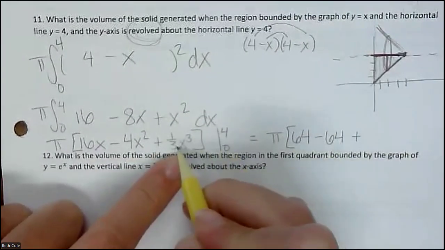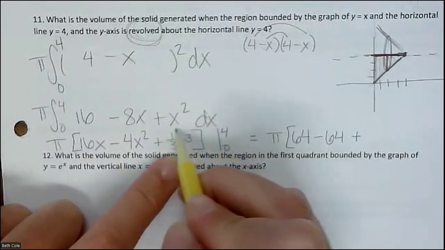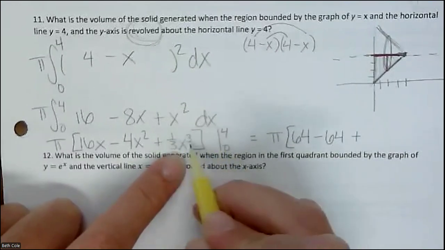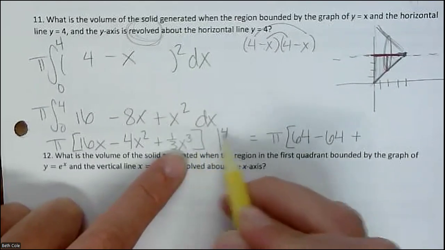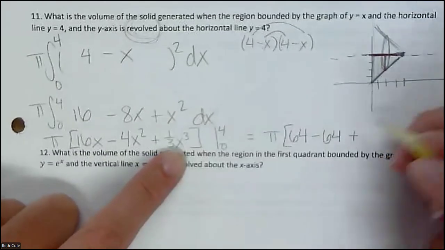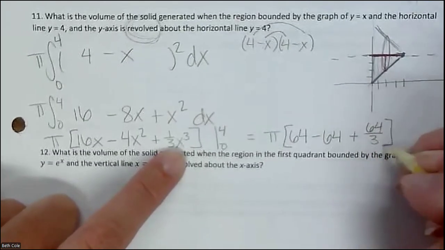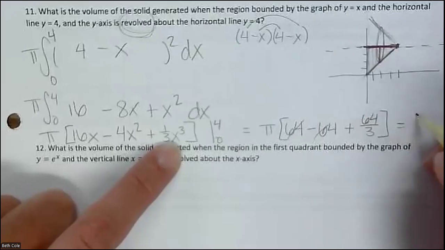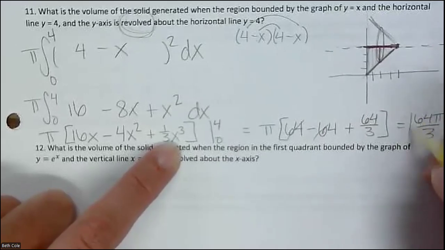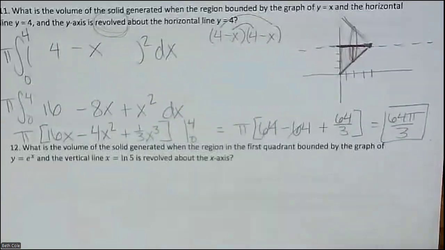Plus, what is this part going to give you if you plug 4 into that? Yeah, a third of 64, 64 thirds. So these cancel and you get 64 pi thirds, 64 pi over 3.